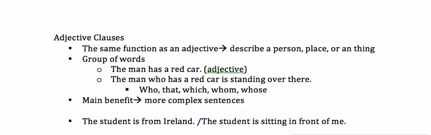Hi, this is Paul. I'm from English Umbrella, and today we're going to be going over adjective clauses, what they are, and why we use them. So an adjective clause is basically the same function as an adjective. That is to say, it describes a person, a place, or a thing. The only main difference between an adjective and an adjective clause is that an adjective clause is a group of words. One other thing is that we also use words like who, that, which, sometimes whom, or a word like whose.